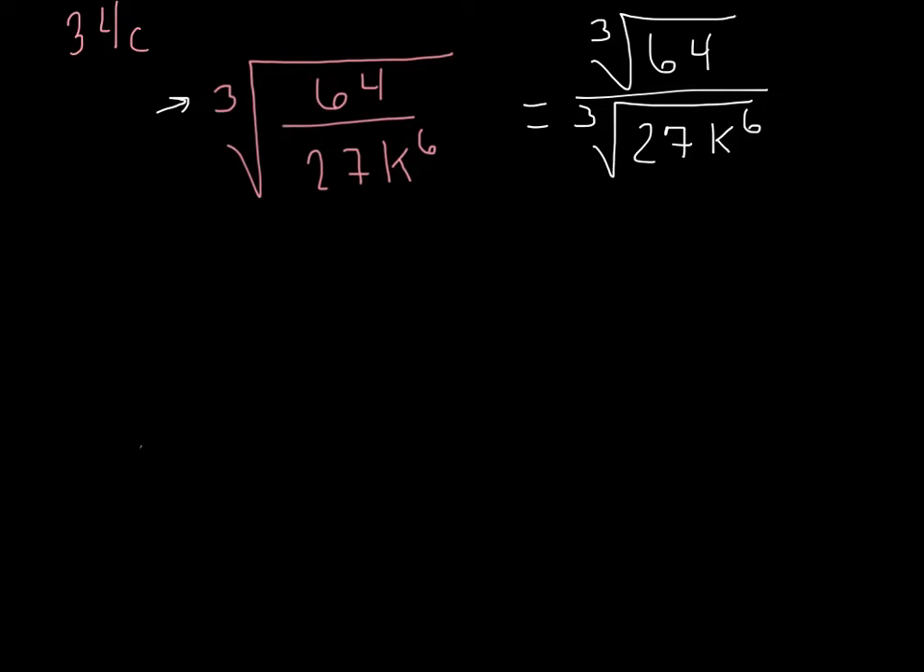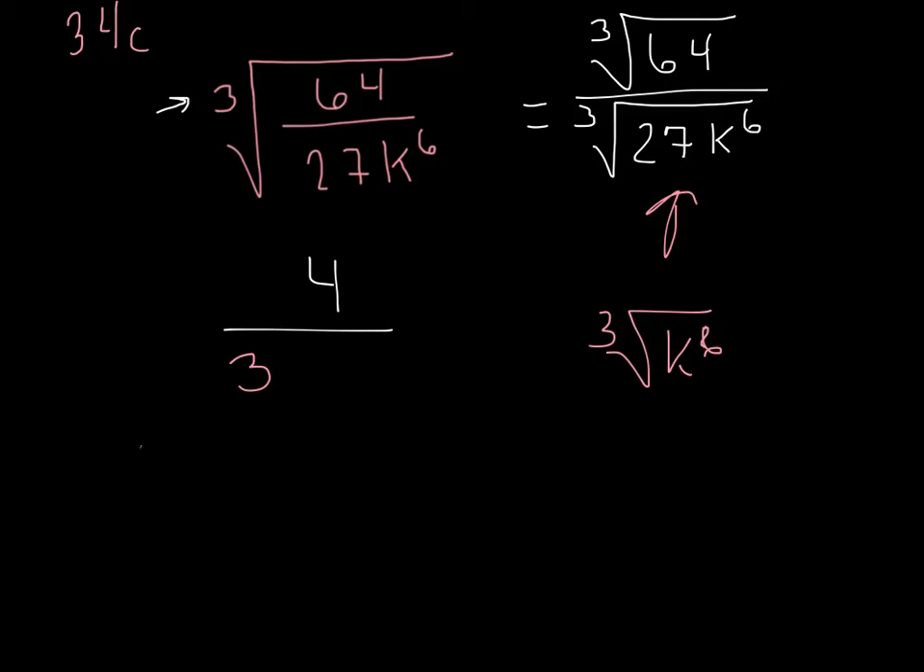So, there's perfect cubic roots here. So the numerator just becomes obviously 4, right? Because 4 times 4 times 4 is 64. And that just leaves us with this denominator to worry about. Well, I know the cubic root of 27 is 3, because 3 times 3 is 9, and times 3 is 27. So that's easy. We got rid of the 27. But k to the 6th. So what's the cubic root of k to the 6th? Whoops, k to the 6th.